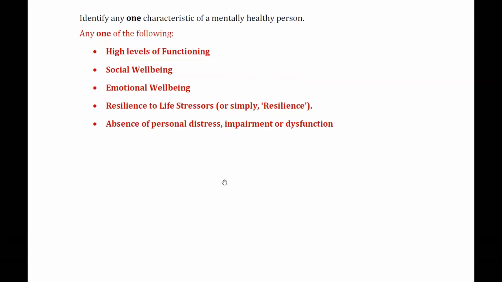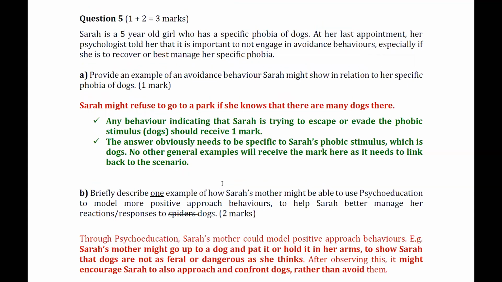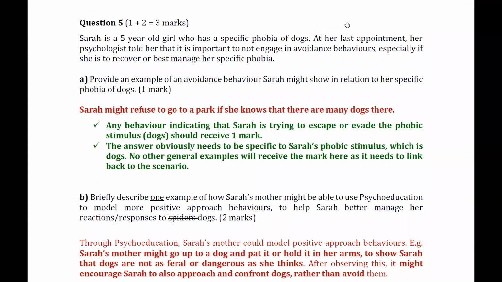All right, going to the next question now, question 5. This is a scenario about phobia. Sarah is a 5-year-old girl who has a specific phobia of dogs. At her last appointment, her psychologist told her that it is important not to engage in avoidance behaviors, especially if she is to recover or best manage her specific phobia. So part A says, provide an example of an avoidance behavior Sarah might show in relation to her specific phobia of dogs. This is really easy.